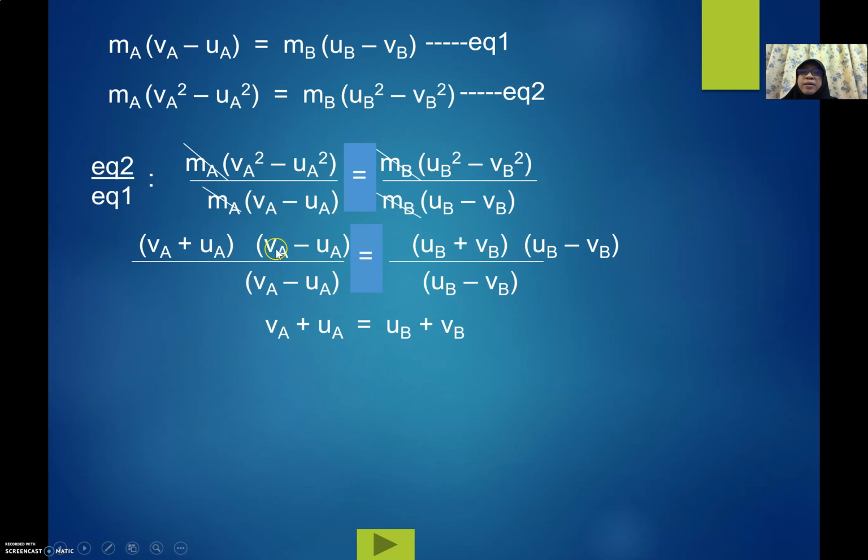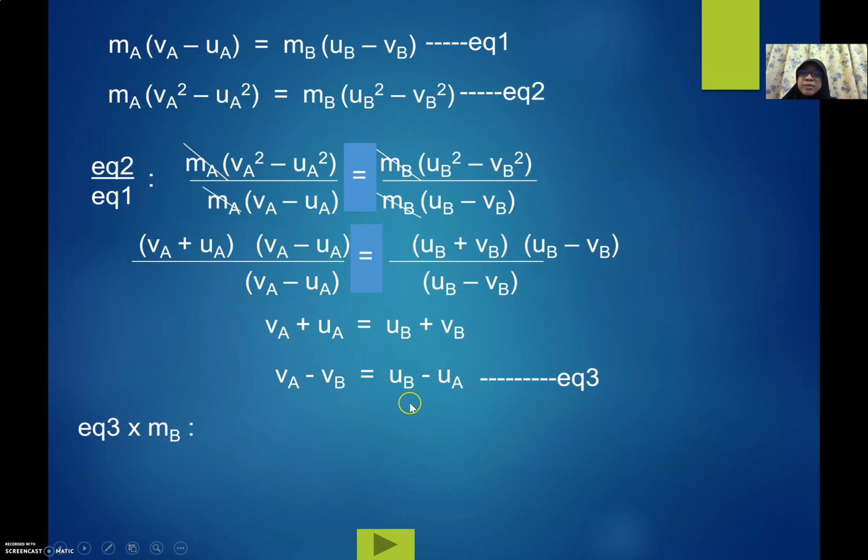Okay, then we can cancel out VA minus UA. We get VA plus UA. And then on the right side, UB minus VB can be cancelled out, so we get UB plus VB. So we rearrange this expression to become VA minus VB. We bring VB to the left side, it becomes minus, and then bring UA to the right side, it becomes UB minus UA. This expression becomes equation 3.